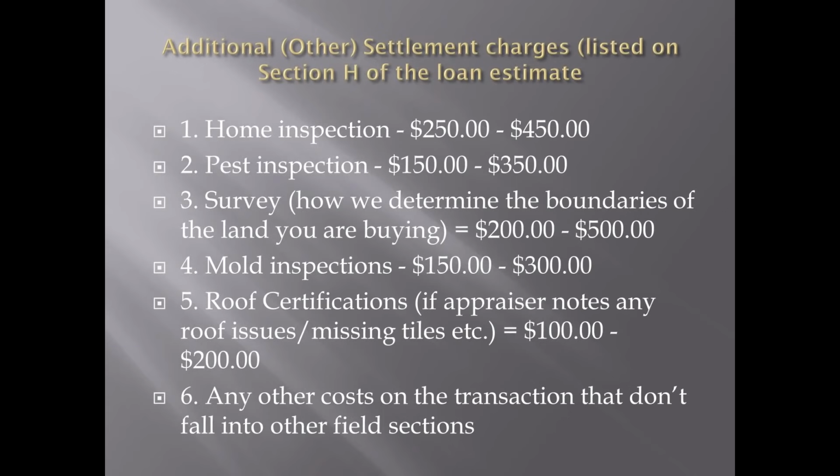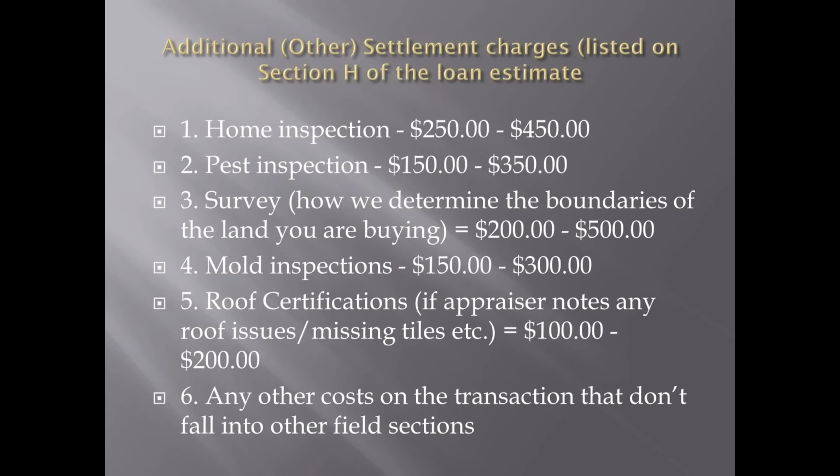The most I've ever seen surveys cost is between $200 to $500. Mold inspections, anywhere between $150 to $300. Here in California, might be a little bit higher. Roof certifications, never above $200.